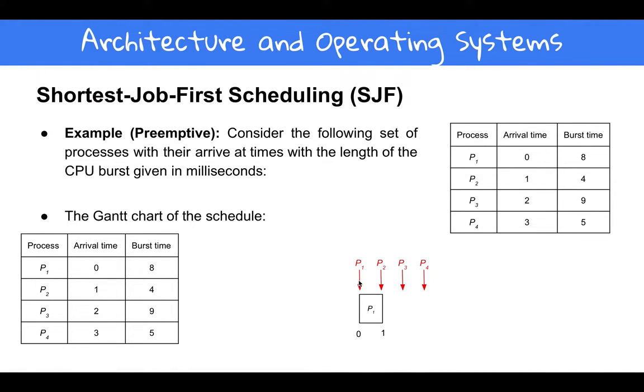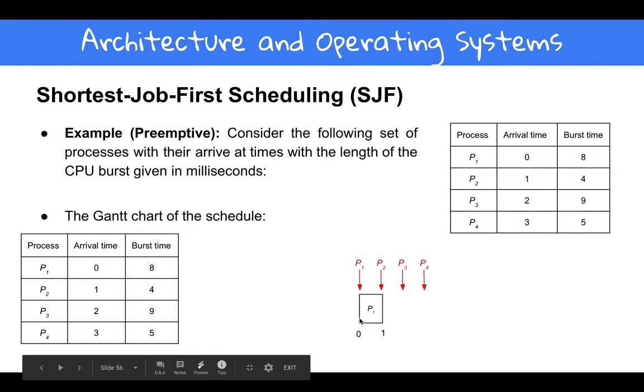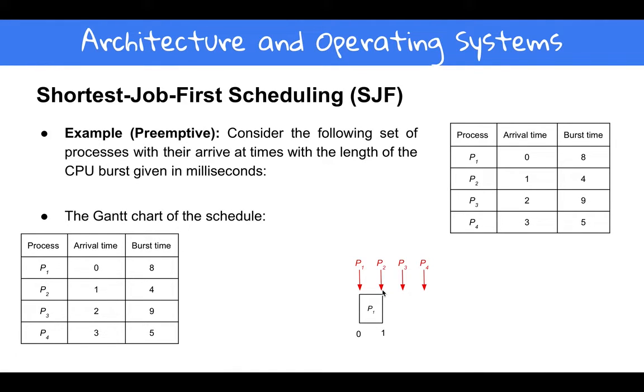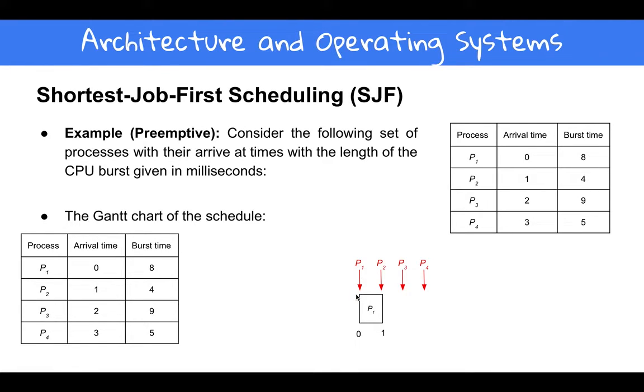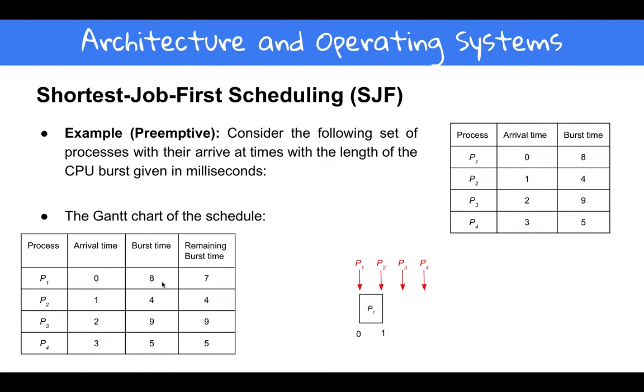So the first one comes, it gets the CPU, and it goes until it sees the next process which is coming. So the first one comes, it takes 8 seconds, but when 1 second goes, the next one P2 comes. So 1 second goes from this. The remaining burst time for the first one is 7. So here we've got this 7 and P2 arrives, which is 4 seconds.